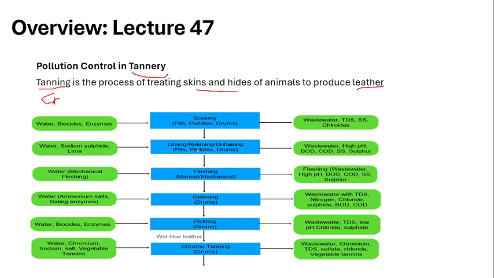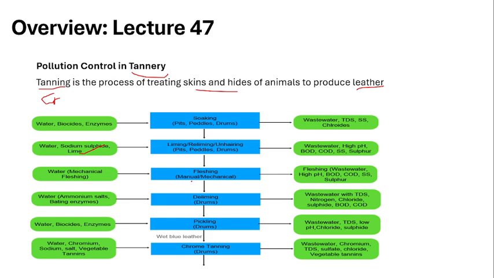The second step is liming, reliming, and unhairing. So we will be removing the hairs from it. Liming is going to happen. This is mainly the flesh removal from the skins and hides. For this we are using sodium sulfide and lime. This process will also release wastewater which is rich in pH, BOD, COD, and again suspended solids, and some amount of sulfur content will also be there because of the usage of sodium sulfide in it.